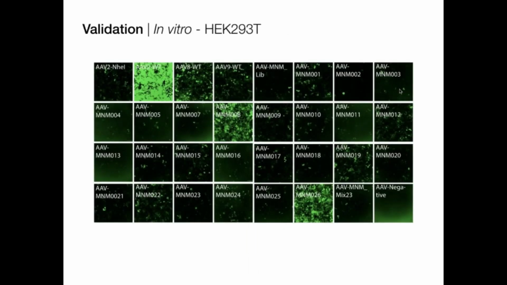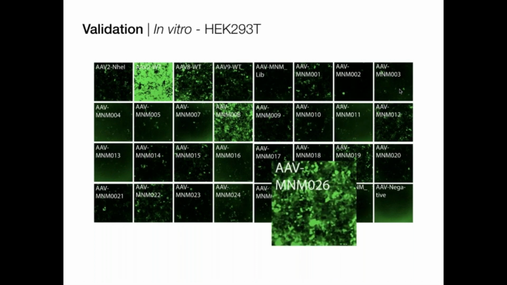Then looking at the in vitro validation, we can see that AAV2, it's the top row, second from the left, is fairly good at transducing 293Ts. And the one we picked from our screening was this M&M 026, the one we screened for to be best in 293T cells, and it is actually performing quite well.